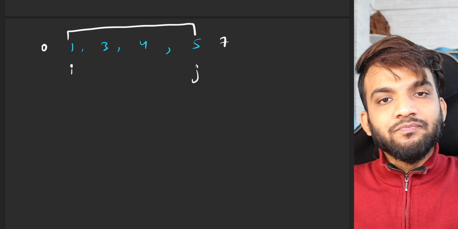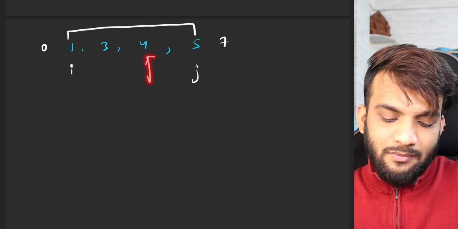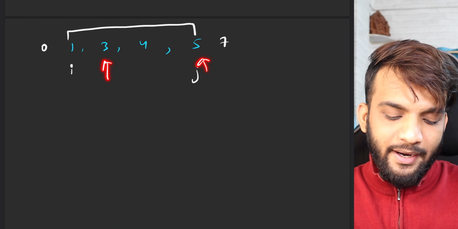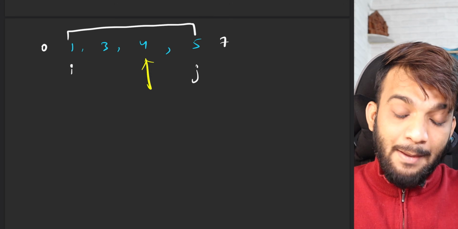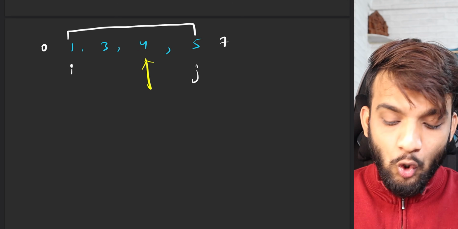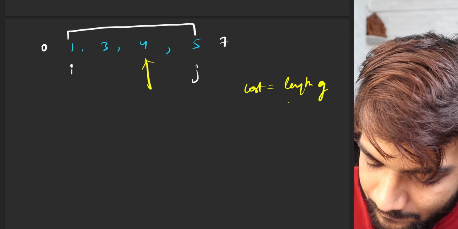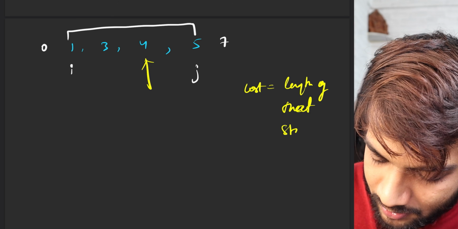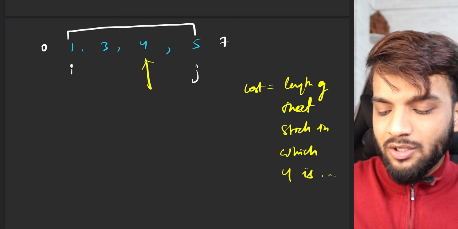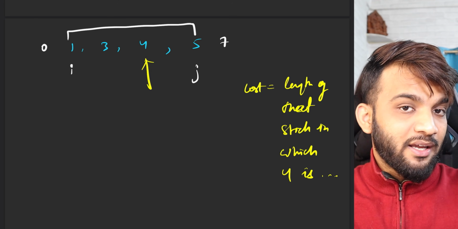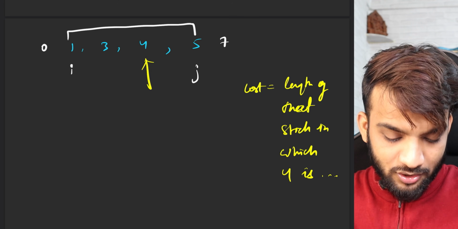Why do I do this? You'll understand. Imagine I'm making a cut at 4. I know I can make a cut at 3 or at 5 or at 1 anyway. But what is the cost? The cost is the length of that stick in which 4 is. That is for sure. How do I get the cost?